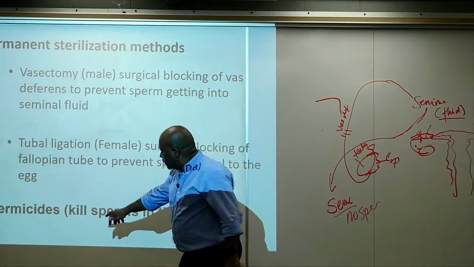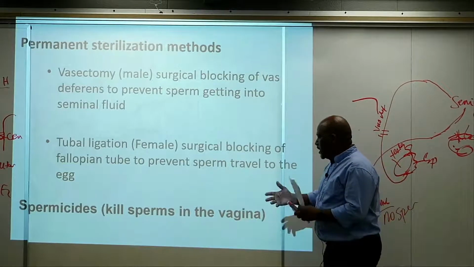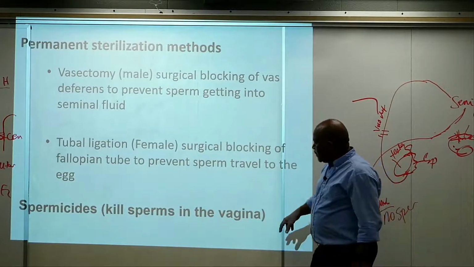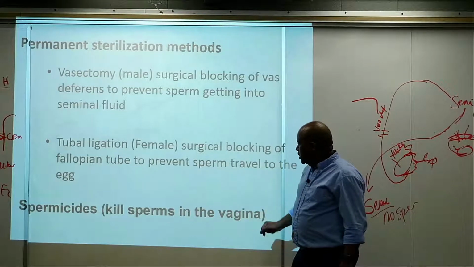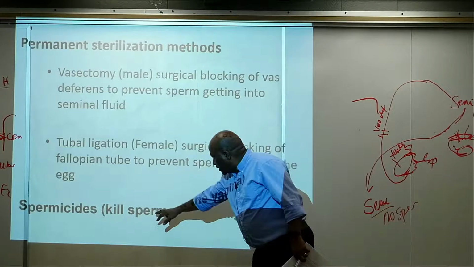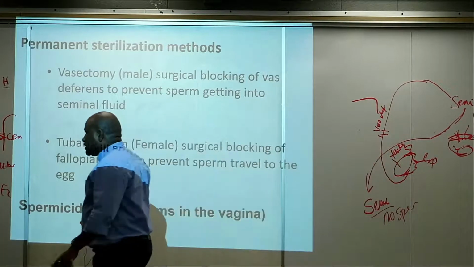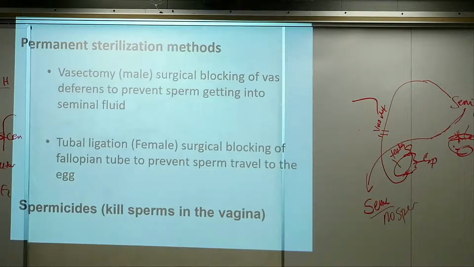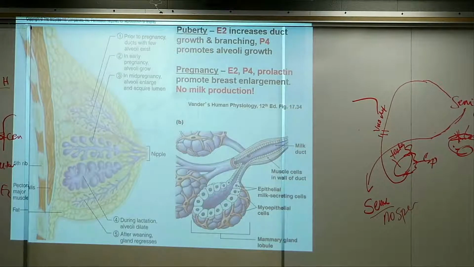But there is also another one called spermicides. Spermicides are chemicals which can be applied in the vagina so that the sperm which is ejaculated during sexual intercourse will be killed by these spermicides. So the spermicides are killing the sperm in the vagina so that there will be no sperm going through. I will skip the other one and then I will show you here.